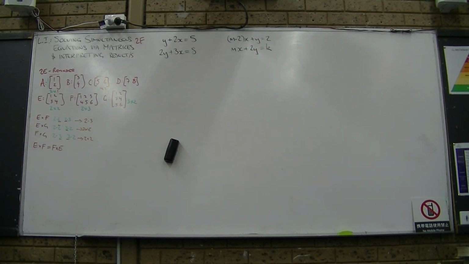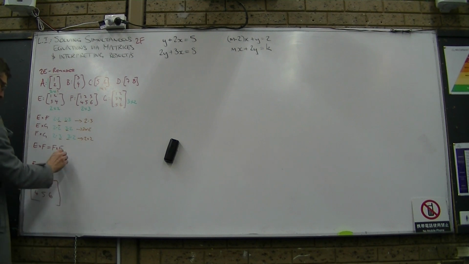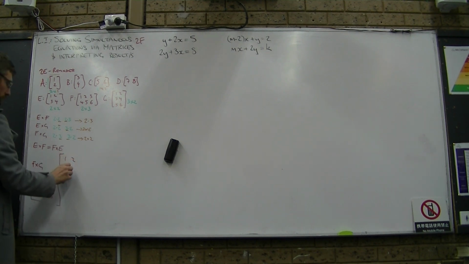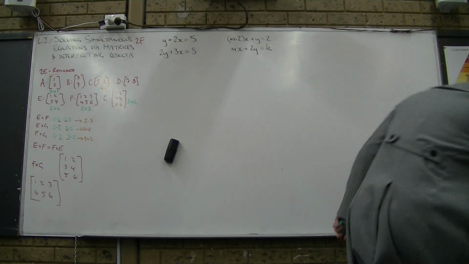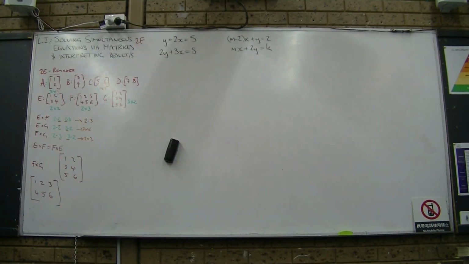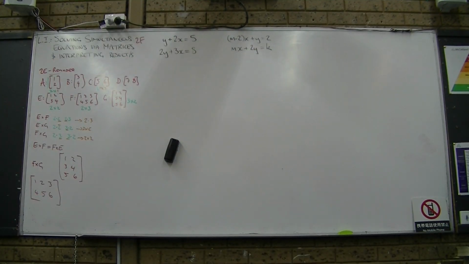The other thing, we'll do F by G. F times G, we'll actually run this whole thing out. 1, 2, 3, 4, 5, 6. Do we remember how to actually get the result of this? We should end up with 2 by 2.